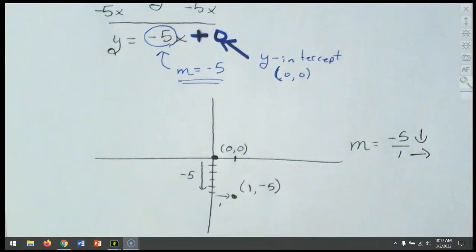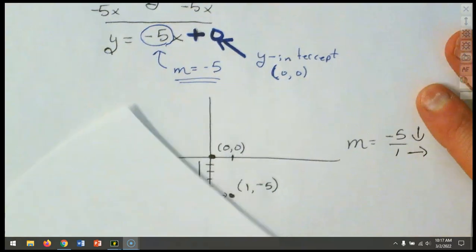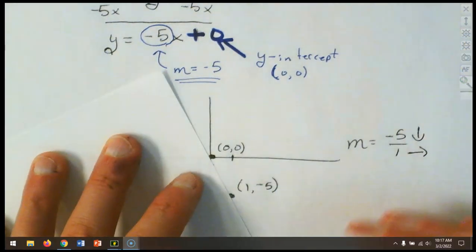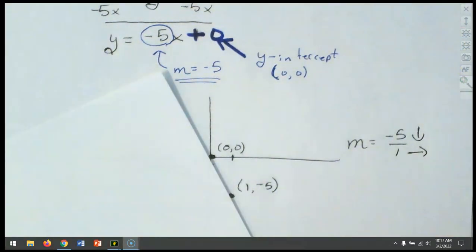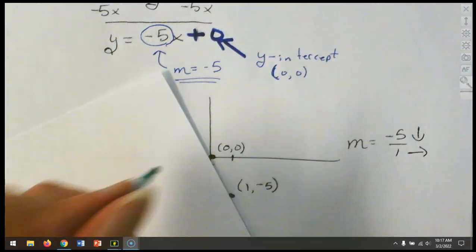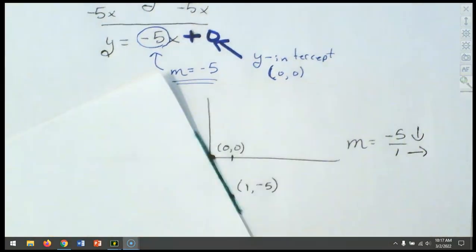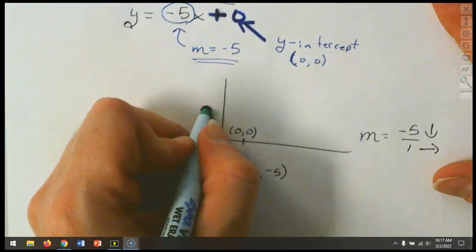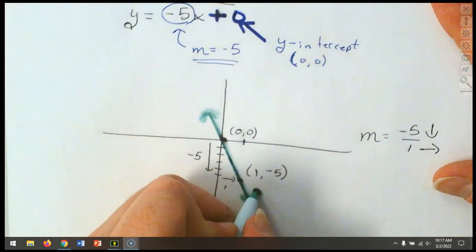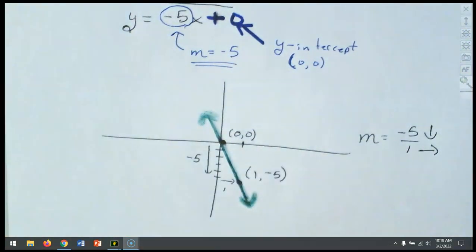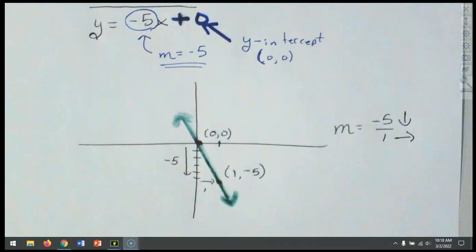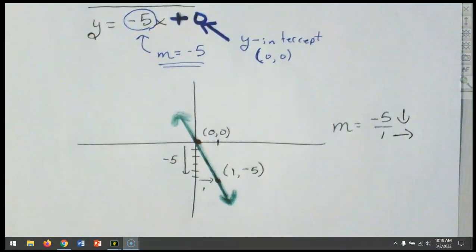Again, you don't have to label it. I always like to. That way, when you're going back and looking at your notes, you can see how I got that extra point. So we've got that. We can graph it now just by connecting these together. And there is our line. So we have our y-intercept at 0, 0. And we have a slope at negative 5.